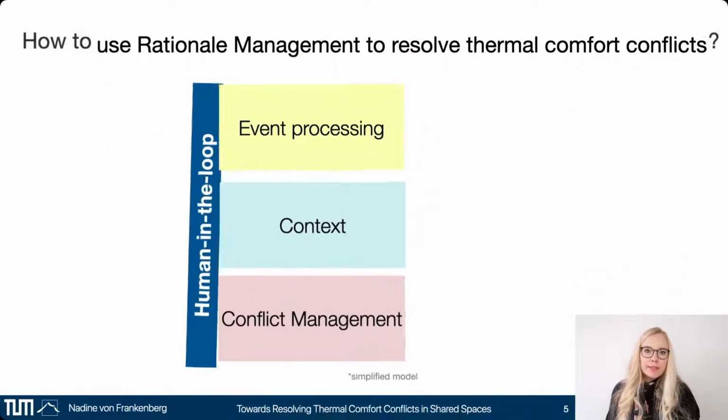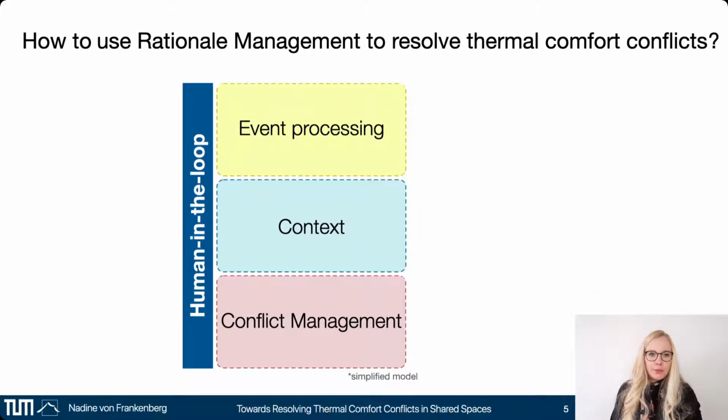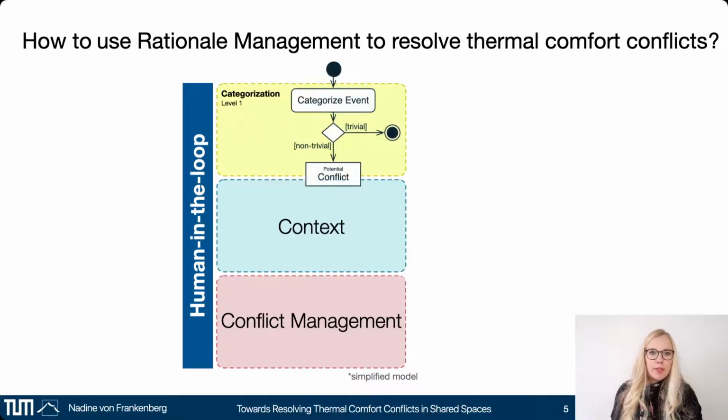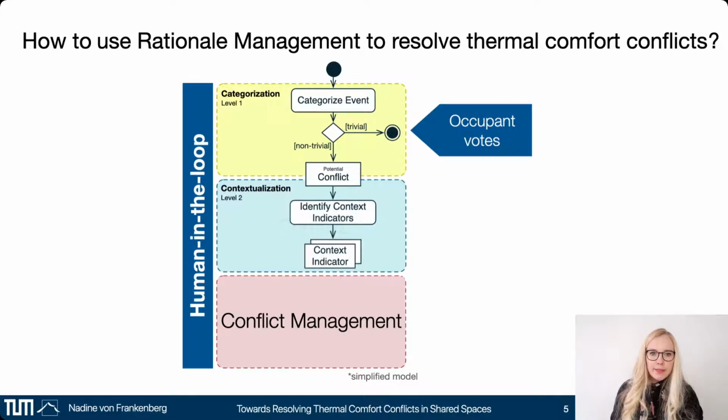These abstractions are then separated into 3 levels. First, during event processing, the events are categorized to filter out events that lead to potential conflicts. For instance, if an occupant votes for a warmer temperature or a cooler temperature. If a conflict is found, the context indicators, such as who's involved, what's their schedule, because we might not want to include somebody's vote who's leaving in 5 minutes, or what are the current environmental conditions, are identified.